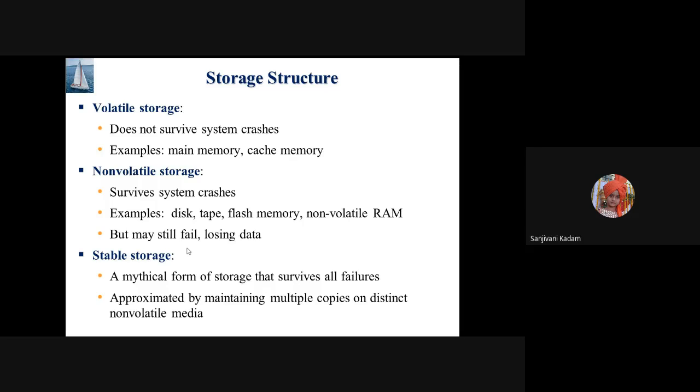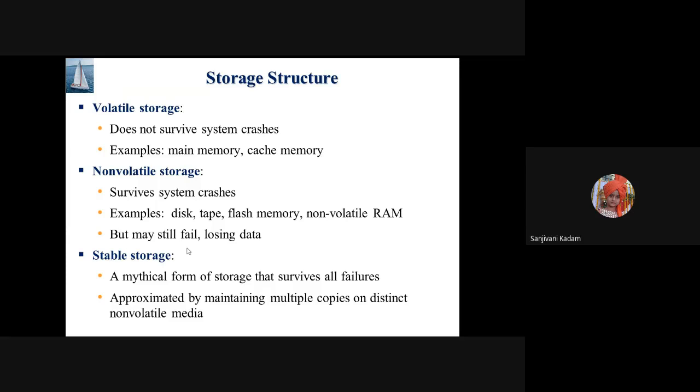Next, non-volatile storage survives system crashes. For example, our secondary devices like disk, tape, flash memory, non-volatile RAM. These are the secondary storage devices, and this may still fail. It can be a case that my disk got some corrupted data, or the disk has lost its warranty, etc. Any problem can be there, so this can also lose the data.